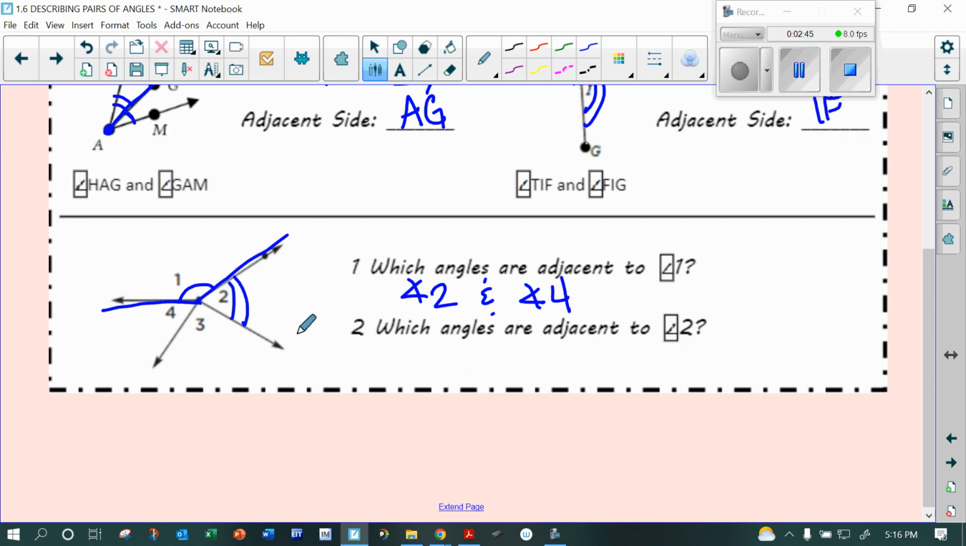Now if you're looking at angle 2, so now let's erase this and use a different color. If we're looking at angle 2, which ones are adjacent to angle 2? So angle 2 would be angle 3 because angle 3 is next to it. And angle 1 is on the other side of it. Okay, so angle 2 is next to angle 3. Angle 2 is also next to angle 1. So adjacent, they have to share a side.